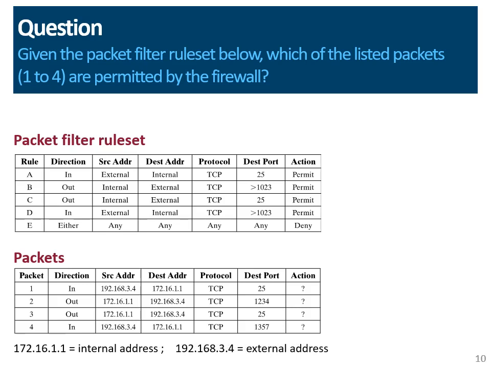And let's take a look at the correct answer. The correct answer is that all 4 packets would actually be allowed to pass through, because all of them satisfy one of the first 4 rules. For example, if you look at packet 1, it matches the first rule, so rule A, because it is incoming, it comes from an external address, goes to an internal IP address, uses a TCP protocol, and has destination port 25. As such, it will be permitted. Similarly, the other 3 packets will also be permitted to enter the network.